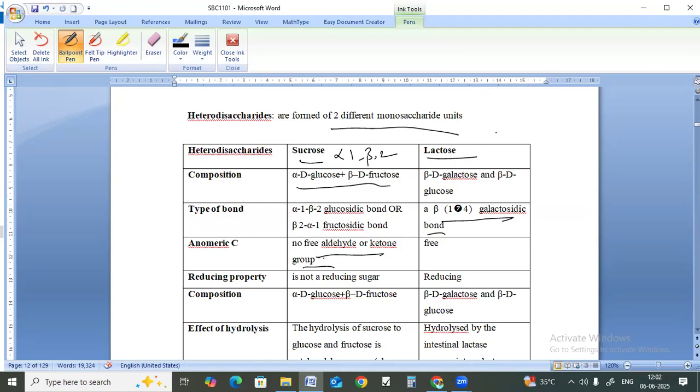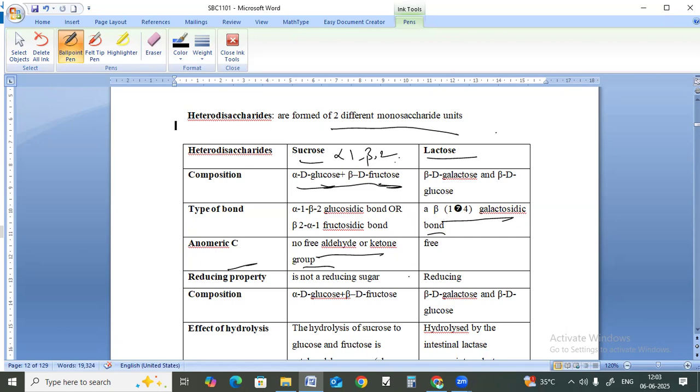And what is the bond that is formed here? Alpha-1 beta-2. Beta-2 means the fructose, and alpha-1 means this is the glucose. That means the first carbon of the first unit, containing glucose, has the aldehyde group, and beta-2 means the one containing the ketone. So here there is no free aldehyde or ketone group. That means the anomeric carbon atoms contain no free aldehyde or ketone group.